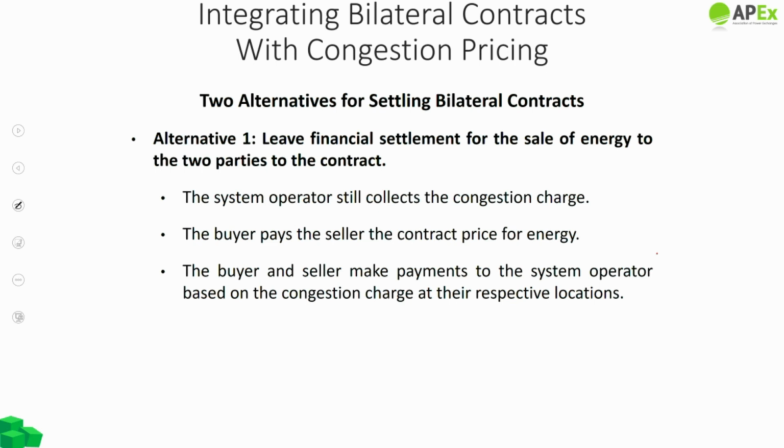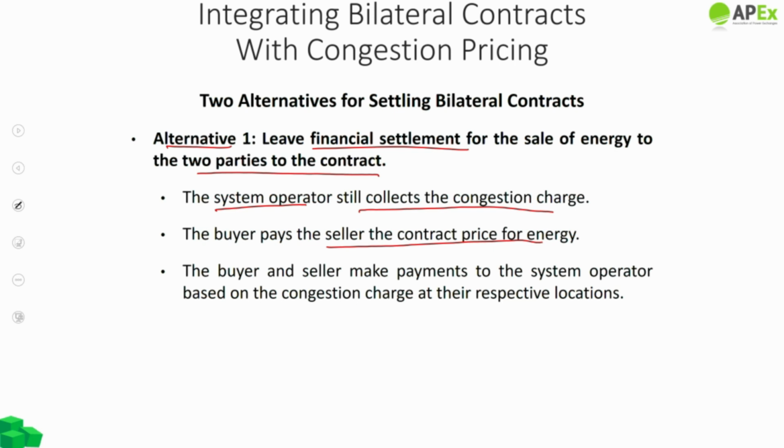In the realm of setting bilateral contracts with the nodal pricing system, the first alternative revolves around leaving the financial settlement for the sale of energy in the hands of the two parties engaged in the contract. Here is a breakdown of the key steps in this alternative. The system operator retains its role in collecting the congestion charge. This charge reflects the financial impact of congestion at specific locations within the electricity grid. The buyer proceeds to pay the seller the agreed upon contract price for the energy exchanged between them. This direct transaction encapsulates the fundamental agreement within the bilateral contract.